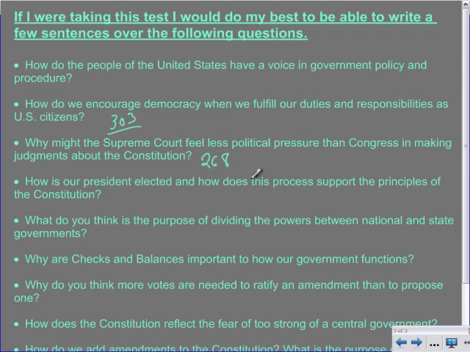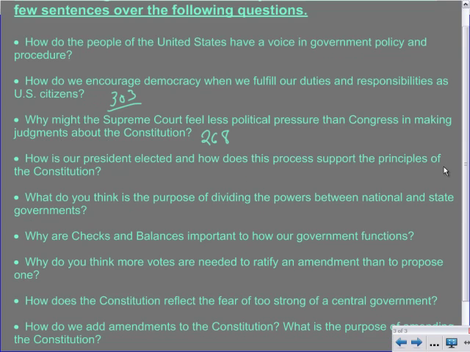How is our president elected? How does this principle support, or how does this support the principles of the Constitution? That would be the Electoral College, and we just talked about that, so hopefully you remember it.